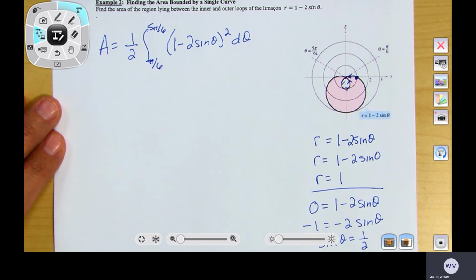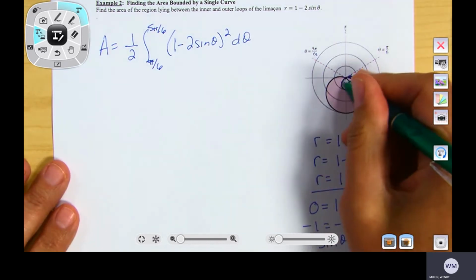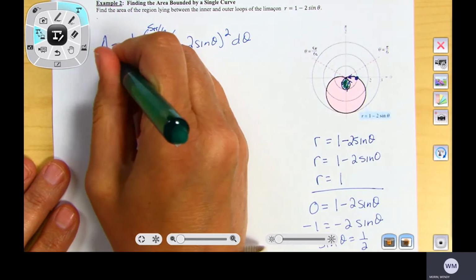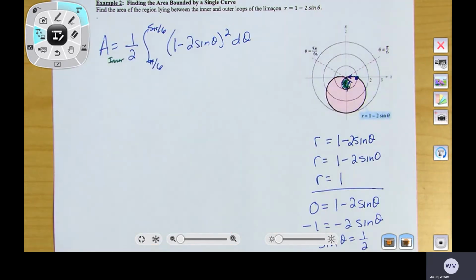What's that the area of? Well, that's the area of the inner loop. That's this area right here. So that's the inner loop area. That's not what they asked me for. They asked me to find the area of the region lying between the inner and the outer loop. So we need the pink.